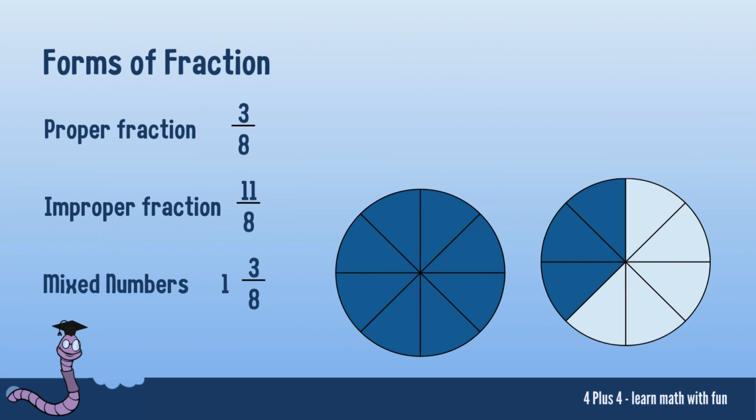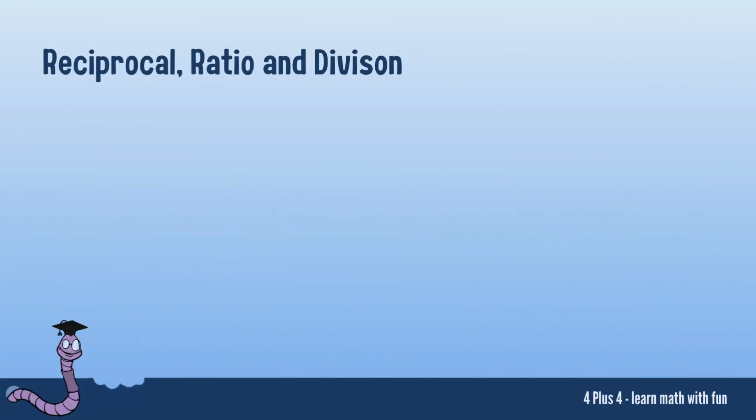Now that we've mastered the basics of fractions, let's explore some other concepts that build upon this foundation. These are reciprocals, ratios, and division. The reciprocal of a fraction is simply flipping it upside down. For example, the reciprocal of 3 over 4 is 4 over 3. It's like finding the mirror image of a fraction. If you multiply a fraction with its reciprocal, you always get 1 as result.